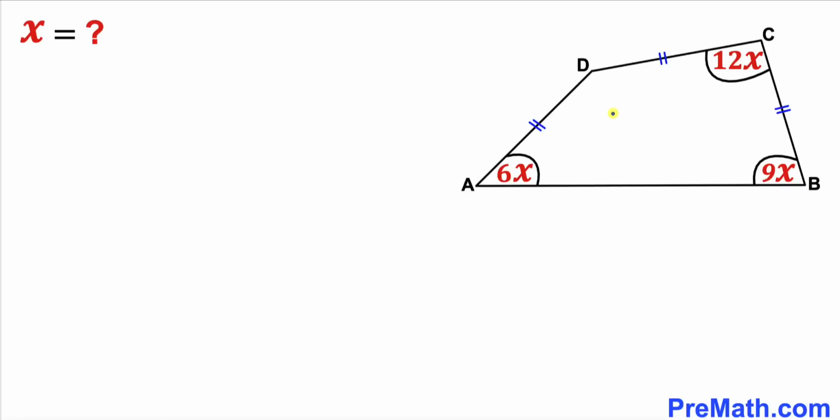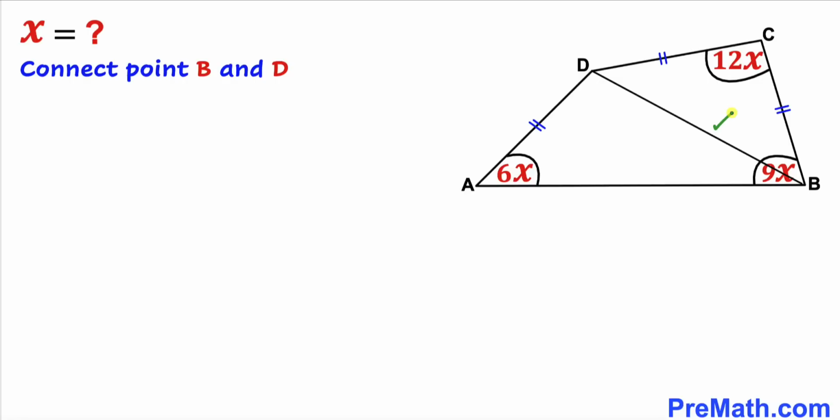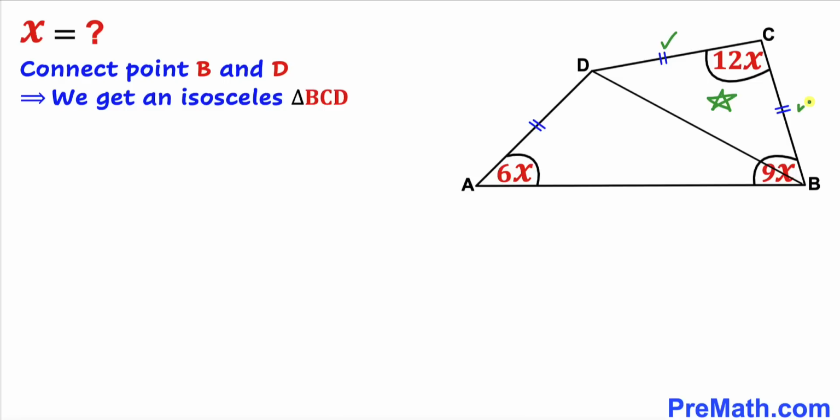In order to solve for x, we are going to draw some auxiliary lines. In this next step, we have connected these points B and D. And as a result, we got an isosceles triangle BCD, since this side length equals this side length.